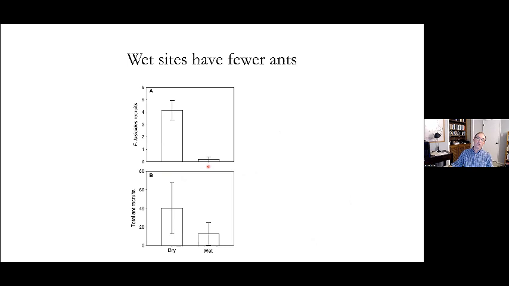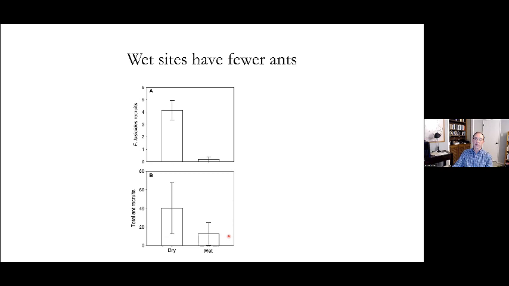From putting out baits and censusing ants, I can tell you that there are fewer ants of the main ant species, and then ants of all species. There are fewer ants at wet sites than dry sites on average. Okay, and this is sort of controlled surveys by putting out baits and counting the number of ants that are recruited. So wet sites have fewer ants, which could benefit the caterpillars in their survival.